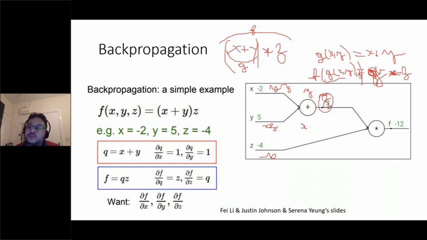So this way, we take advantage of a lot of intermediate derivatives. Here we have just one node for G, but in a neural network we have a lot, as you could see. And this is just the key for backpropagation. It allows us to do dynamic programming.